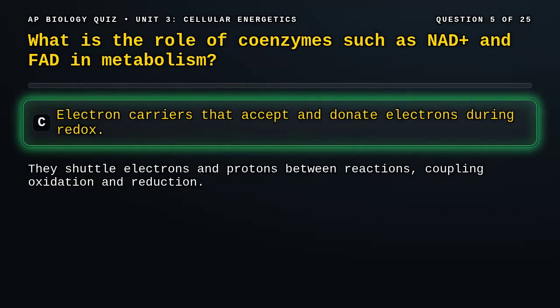Correct answer C. Coenzymes shuttle electrons and protons between reactions, linking oxidation and reduction steps.